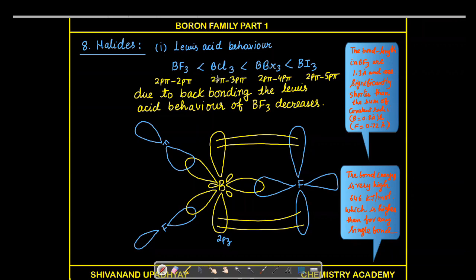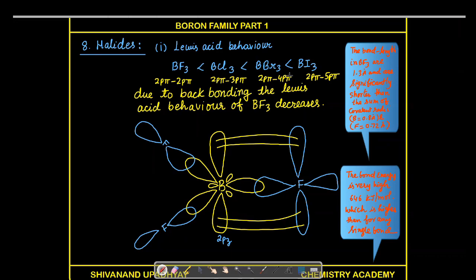In case of BCl3, if you discuss the same type of thing, the back bonding will take place from the 3p pi atomic orbital of chlorine to the 2pz atomic orbital of boron, and the size difference between 2p and 3p atomic orbitals will be large. So this overlapping will not be that effective. As we move down, the size difference is further going to increase. So the back bonding is going to decrease. And if the back bonding is not there, then the boron is electron deficient. So it will act like a Lewis acid. So we can say that as we move down the group, the Lewis acid behavior of these boron halides is going to increase.